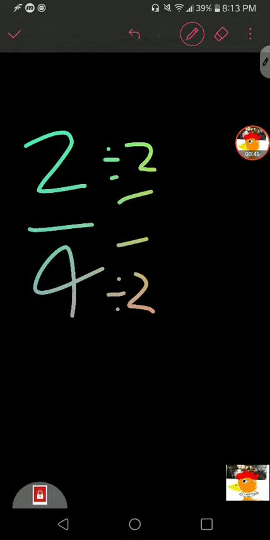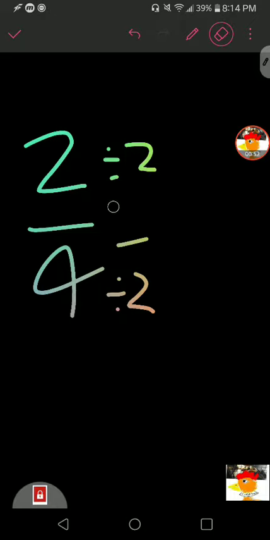So here's one quick example, 2 over 4. If both numbers can be divided by the same number, then it can be simplified. Like, you could divide 2 by 2 and 4 by 2. So, to simplify it, you just divide it by 2. Each side, okay?